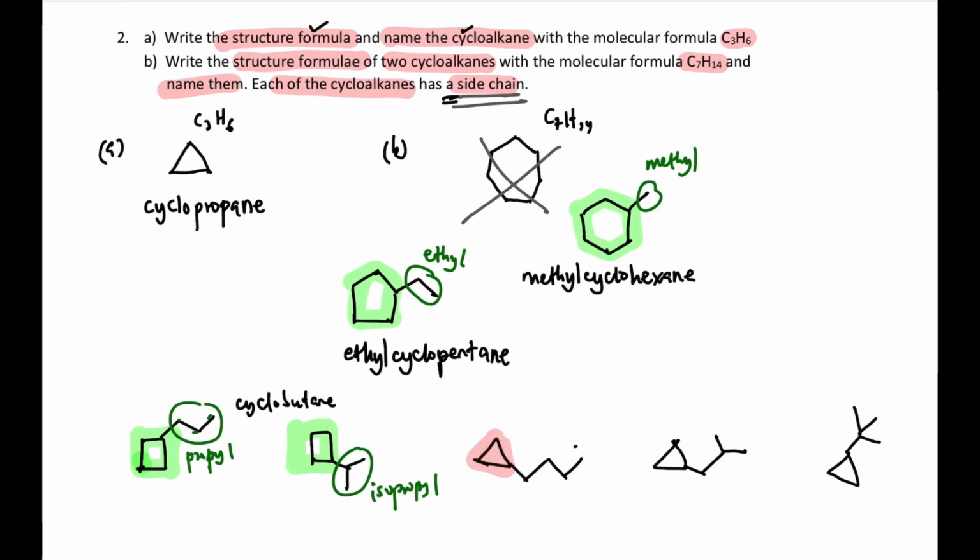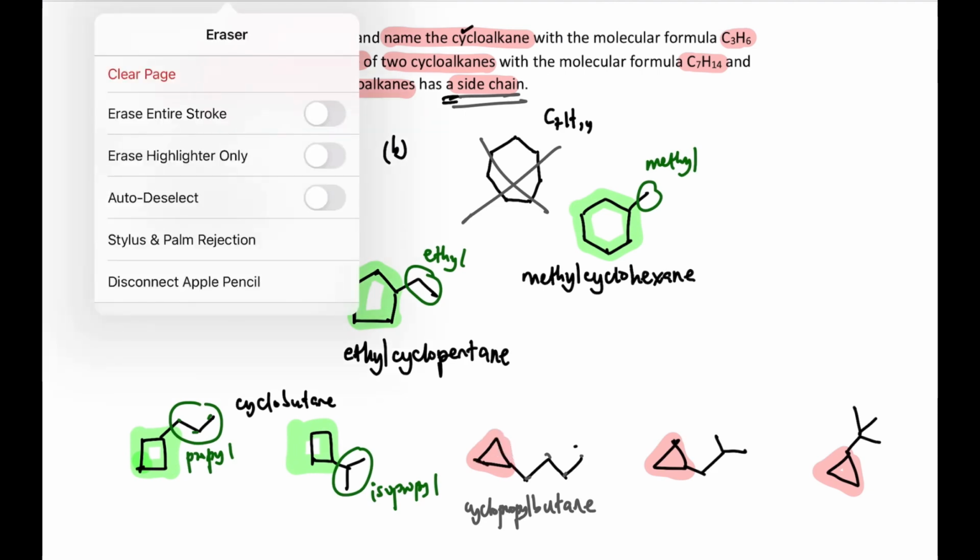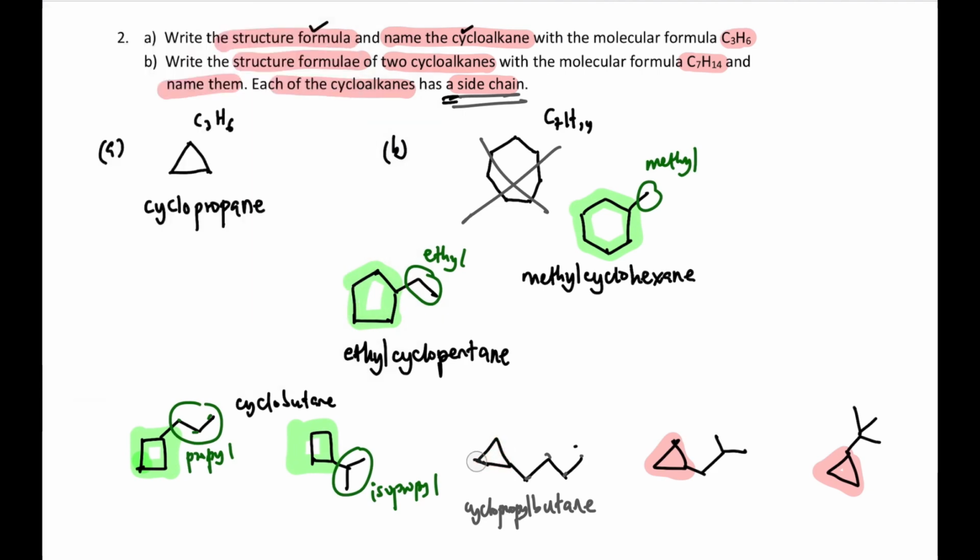Meanwhile, for the other 3 here, the parent is 3 carbons. No, it's not 3 carbon. Okay, this one the parent will be 1 2 3 4, so the parent would be butane. Okay, and the side chain will be cyclopropyl, cyclopropylbutane. Kenapa butane yang menang? Sebab dia lagi banyak karbon. So the parent is not the cyclopropyl. Instead the parent is butane.